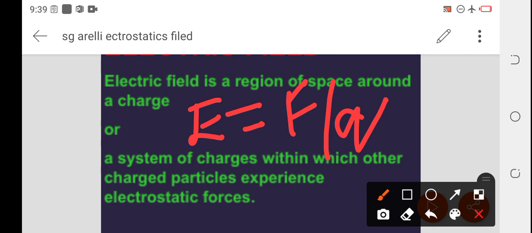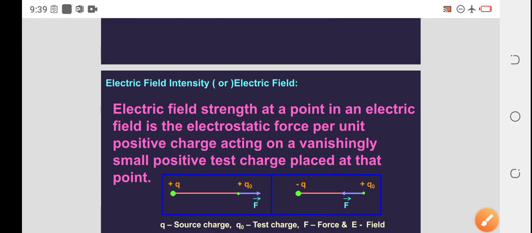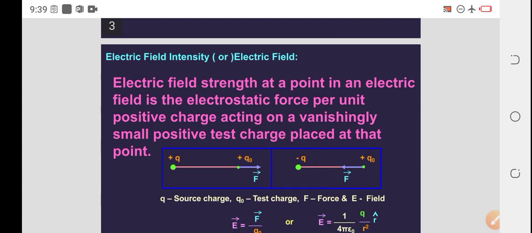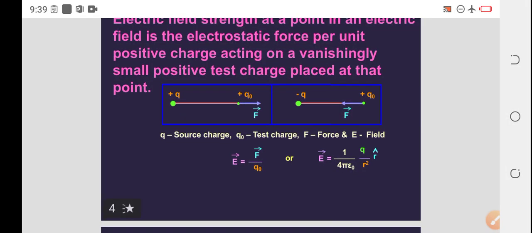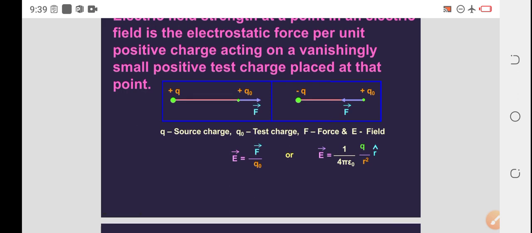And what are the units of electric field? F stands for Newton, Q for Coulomb, that means Newton per Coulomb. Electric field intensity or electric field, both are the same. Electric field strength is also the same thing as the electric field. Electric field strength or electric field at a point in an electric field is the electrostatic force per unit positive charge acting on a vanishingly small positive test charge placed at the point. That means E equal to F by Q naught.